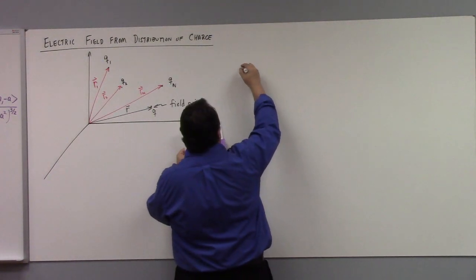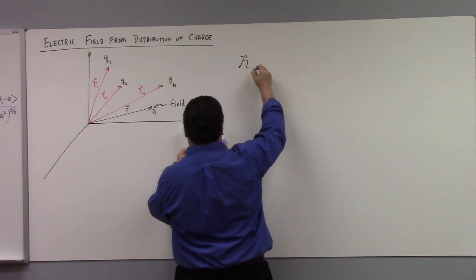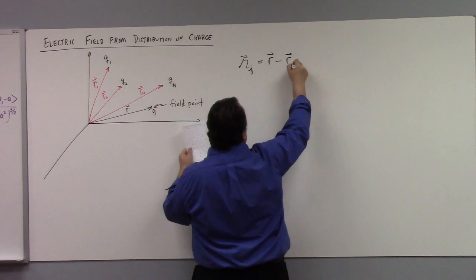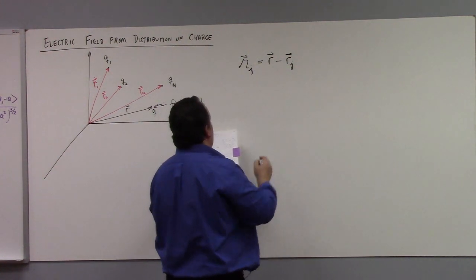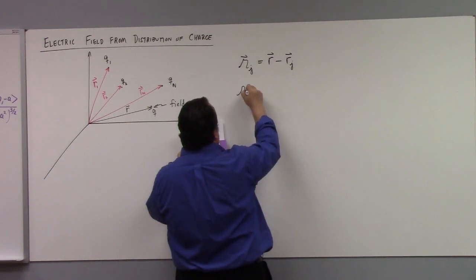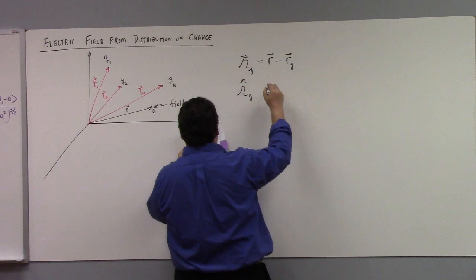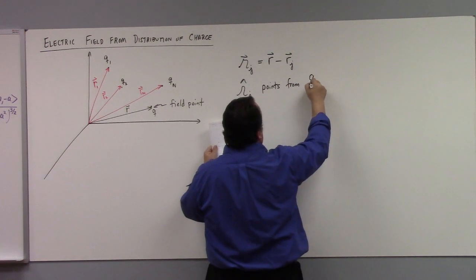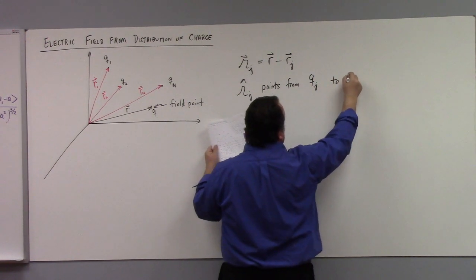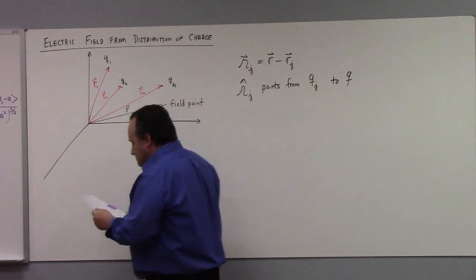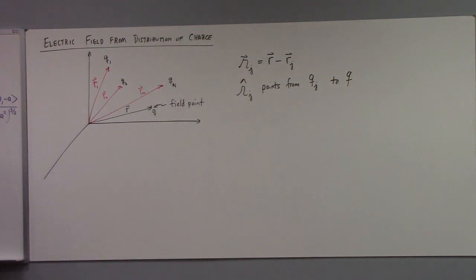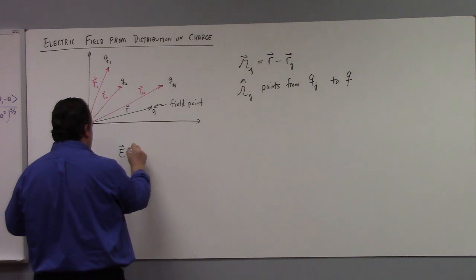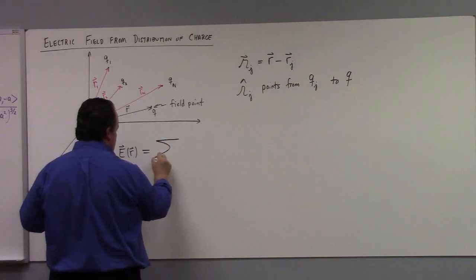Just set this up. We want to think about the displacement vector R sub j, which is the field point minus the jth source point. Notice that script r hat sub j points from qj to the test point Q. To find the total electric field, we just add these up. So the electric field at R is simply given by the summation.